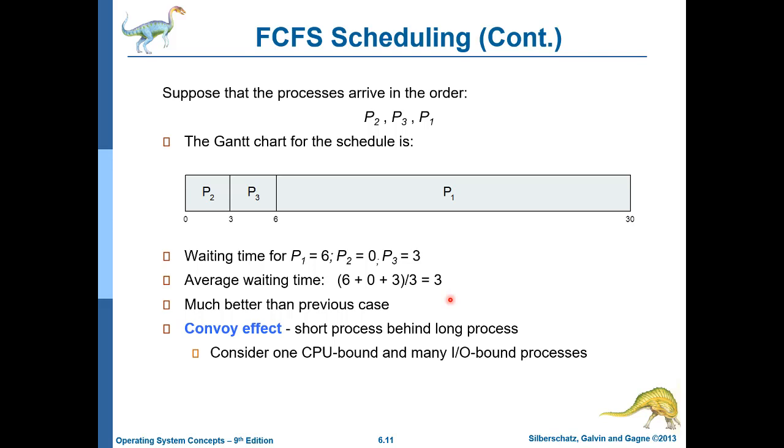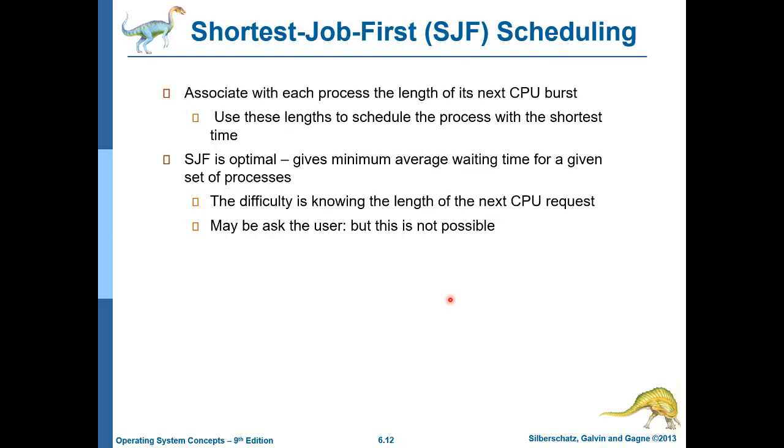So it means that we should have a small waiting time. We can have a small waiting time if we arrange the processes such that the one with the shorter CPU burst time executes first, and this gives rise to the next algorithm, which is the shortest job first algorithm, or shortest job first scheduling.